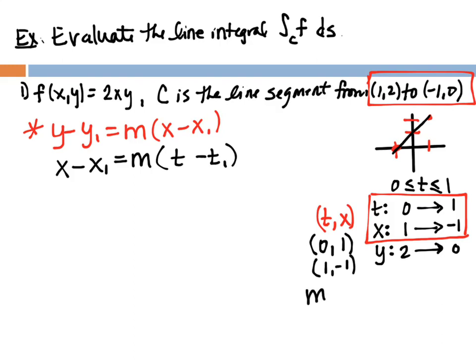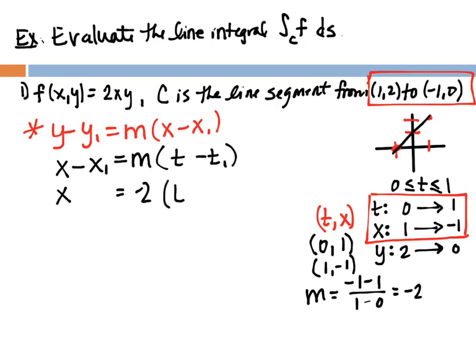So if I'm looking at it from this perspective, what is the slope of the line between those 2 points? We'd do negative 1 minus 1 over 1 minus 0, right? So what does that give me? Negative 2. So up here in my equation, this is negative 2.